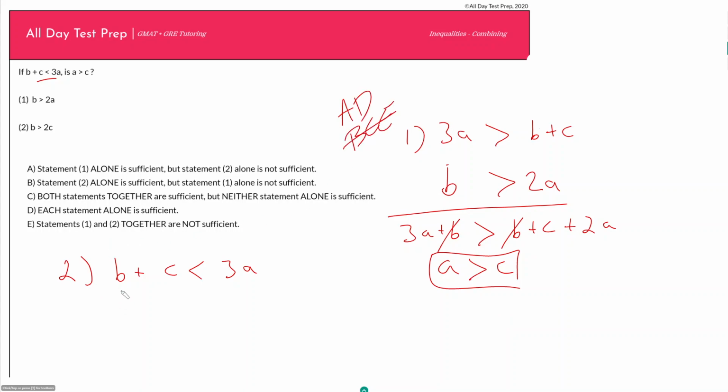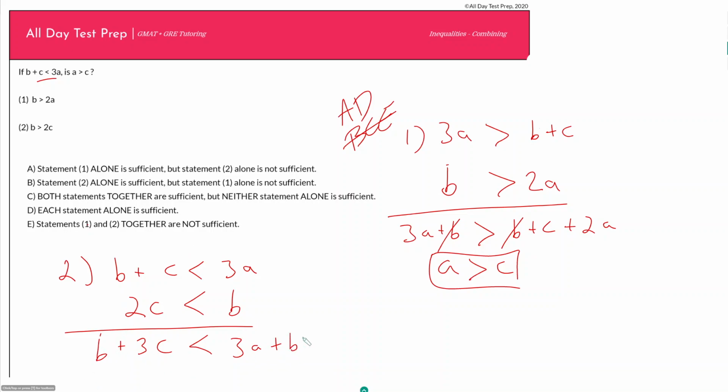Sufficient. Statement 2. So this is my universal inequality. And then statement 2 tells me b is greater than 2c. And so I need my signs facing the same direction. So this one I can write the inequality for my statement like this, in order so my inequalities are both facing to the right. Now I can add these. So b plus 3c is less than 3a plus b.